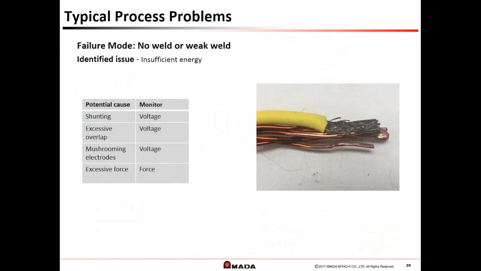So the potential cause or identified issue with this is insufficient energy. It could be no weld at all. It could be a weak weld. It could be a nugget that isn't big enough. So the potential causes for these are over here on the left. We have a table here for potential cause and what to monitor for that cause. So we have shunting, where the current doesn't go where it's supposed to go. Some of it goes into the tooling instead of directly into the part. Excessive overlap, mushrooming, or the electrodes getting a larger surface. And of course, we have excessive force.